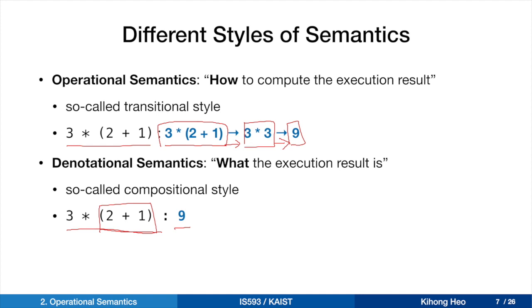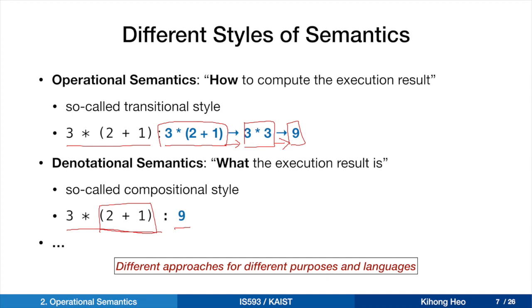There are also more types of defining programming language semantics for different purposes and different characteristics of languages. But in this lecture, we will only cover two representative styles, which are operational and denotational semantics.